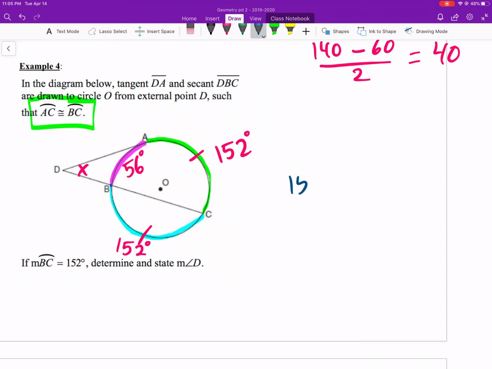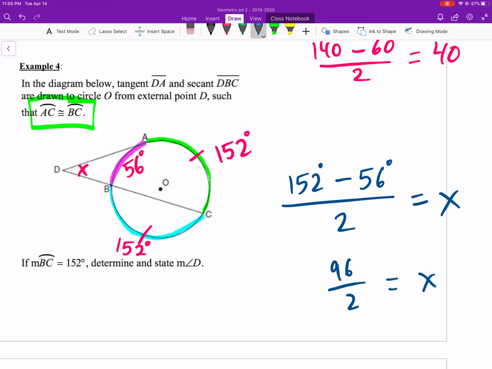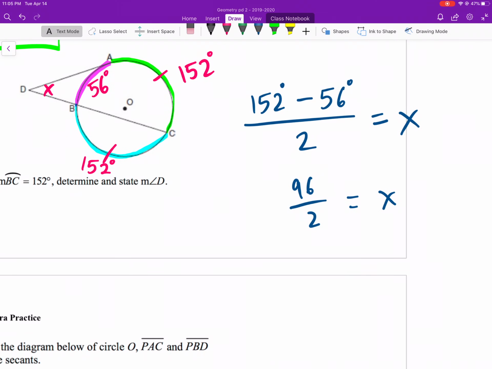So the major arc, 152, minus the minor arc of 56, divide that by 2. That gives you the exterior angle of x. So you get 96 over 2 will give you x. And angle D is equal to 48.